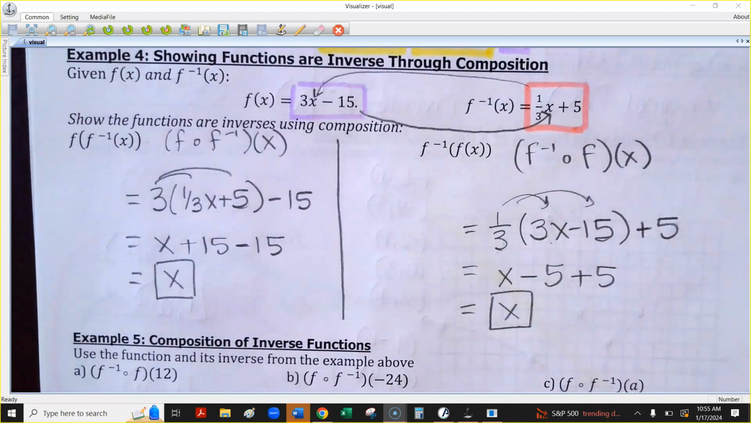So I'm proving that those guys are inverses. If I do the function composed with the inverse, simplify, I get x. If I do the inverse composed with the function, the original, I also get x. So you have to do both sides of that to prove 2 functions are inverses of each other, and we just use composition to do that.